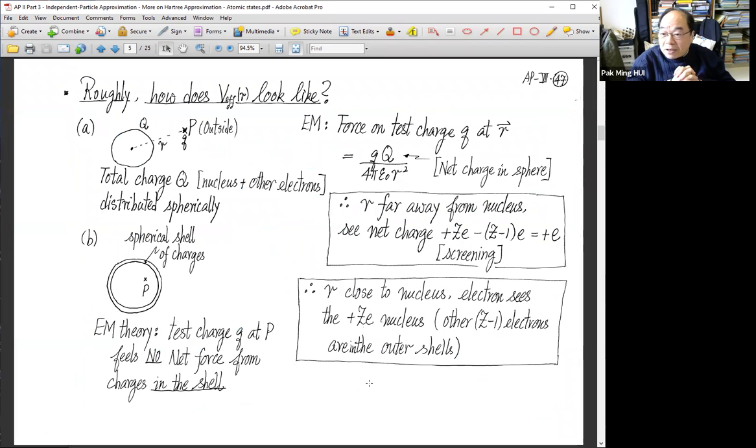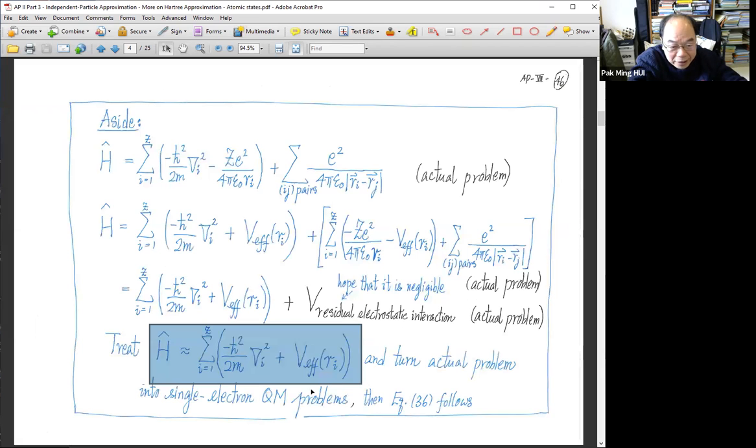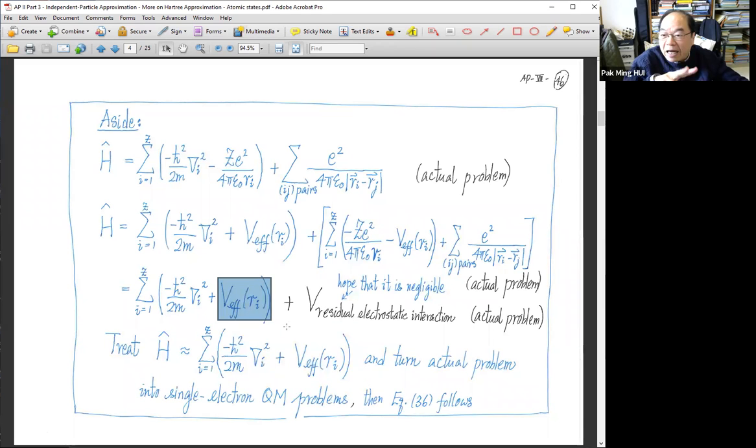So let's look at this form roughly. What is this V effective as a function of distance from the nucleus? Remind you, this effective potential includes two things: attraction from the nucleus and, on average, a repulsive term from the Z-1 electrons. Both are there.